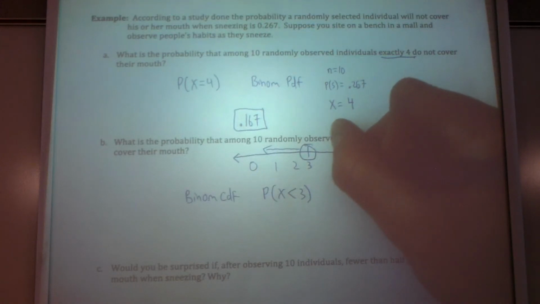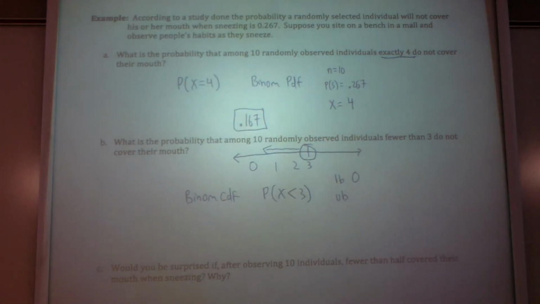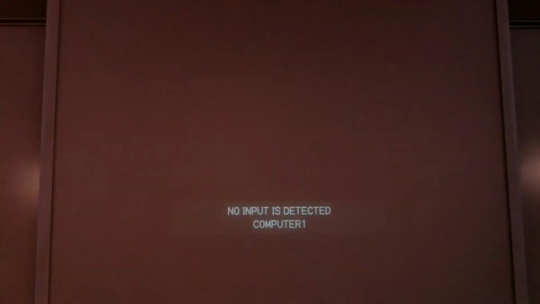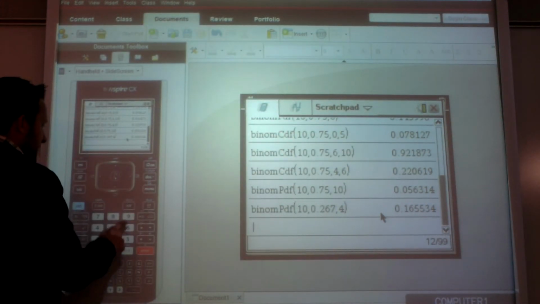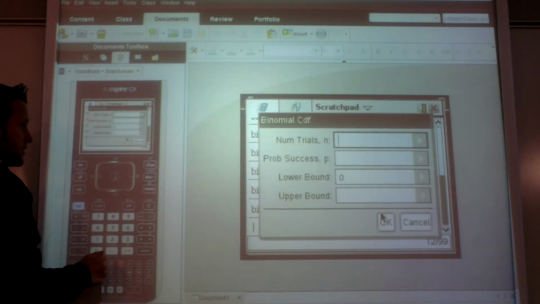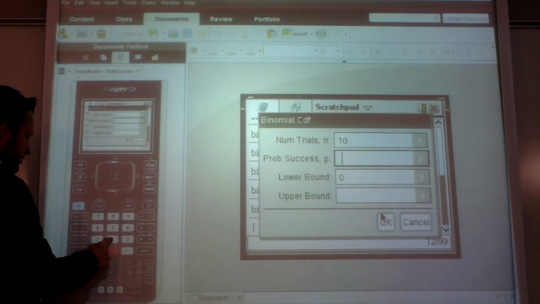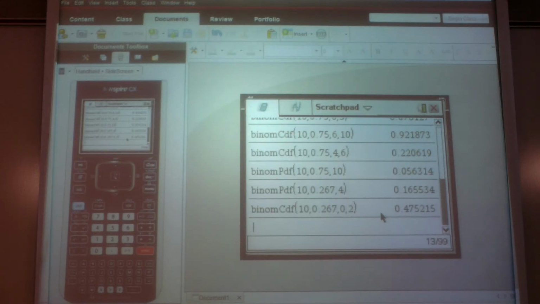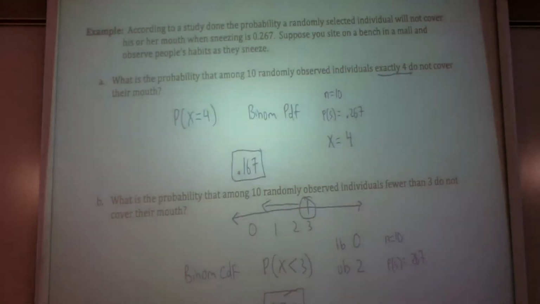When I do that, the lower bound is going to be 0. The upper bound is going to be not 3. Remember, don't choose that. We're only going to 2 on this one. And then we're going to have the same number of trials, 10, and the probability of success is still 0.267. So if I go back now to my calculator, we're going to do a binomial CDF. That's menu 5 5 E, binomial CDF. 10 people, we've got 0.267, and we're going from 0 to 2. I put that in, 0.475. So the probability is almost 50% that it's going to be fewer than 3. So that's good, because we don't want to be slapping too many people. So I'll write that down.